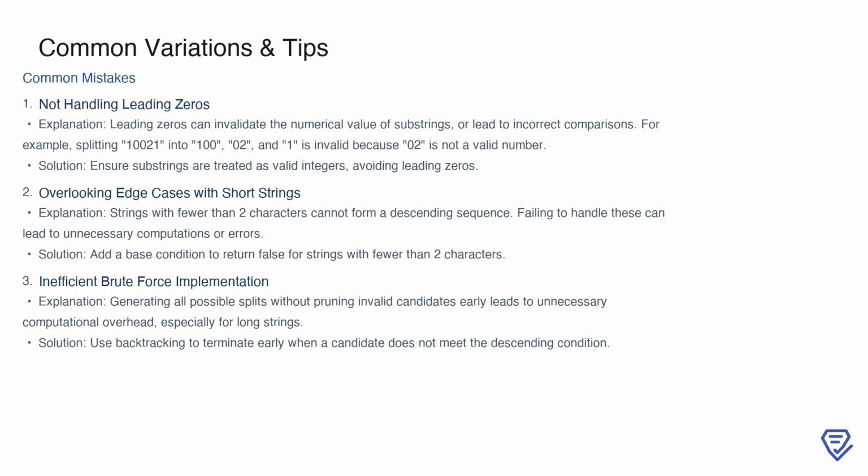Lastly, brute force implementations can be highly inefficient, especially for long strings. Generating all possible splits without pruning invalid candidates can cause significant computational overhead. Instead, use a backtracking approach to terminate early when a candidate split doesn't satisfy the descending condition. This not only saves time but also ensures the algorithm remains scalable.